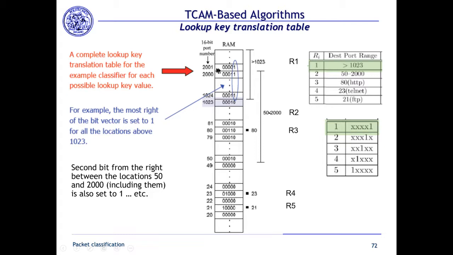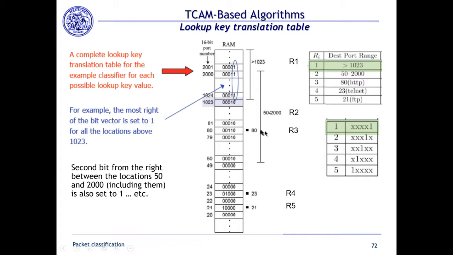And in this memory, for example, here we have the range greater than 1023. So we set the first bit to 1 for all the values that are larger than 1023. Then there is the other range that is between 50 and 2000. So we set the second bit to 1 for all the values that comply with this condition. And you can see that we can have values with more than 1 bit set to 1. The other bits are 0 because they do not comply with the other conditions.